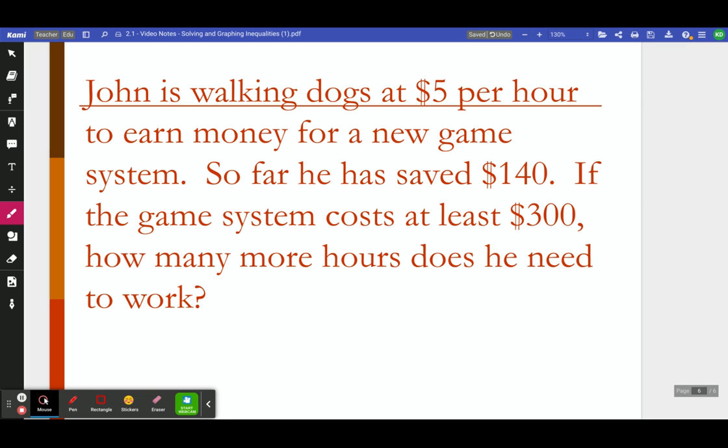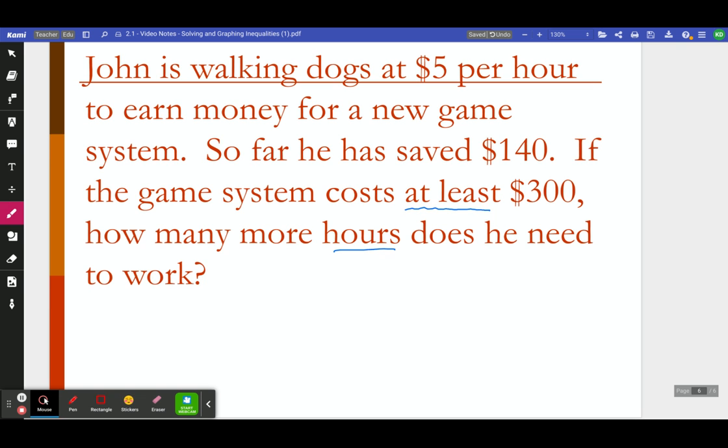Okay, here we have a word problem as our last example for inequalities. So let's read through it. John is walking dogs at $5 per hour to earn money for a new game system. So far, he has saved $140. If the game system costs at least $300, how many more hours does he need to work?